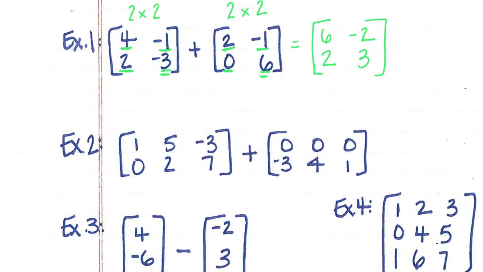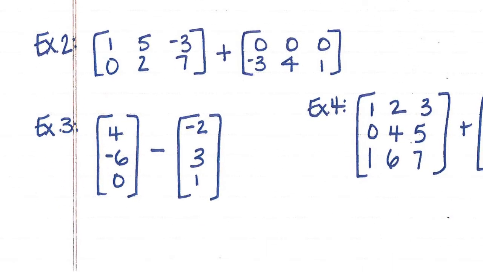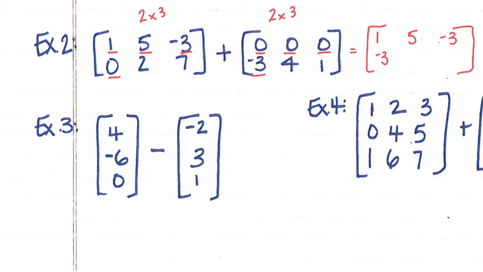So let's look at a couple of these together. Notice we have a 2 by 3 and another 2 by 3, which means that it will end up being a 2 by 3. When we add, we get 1, 5, negative 3, well that was easy, a lot of zeros. Negative 3, 6, and 8.